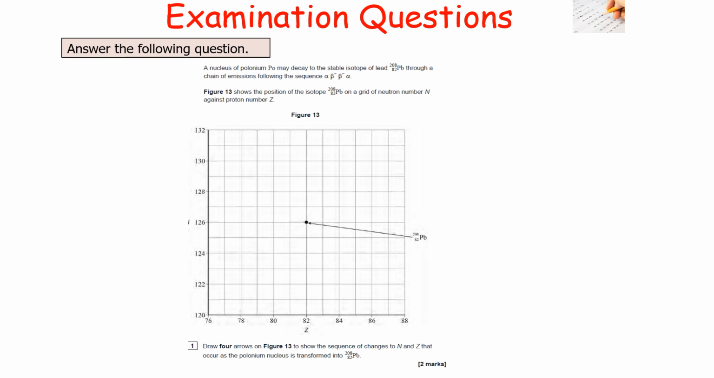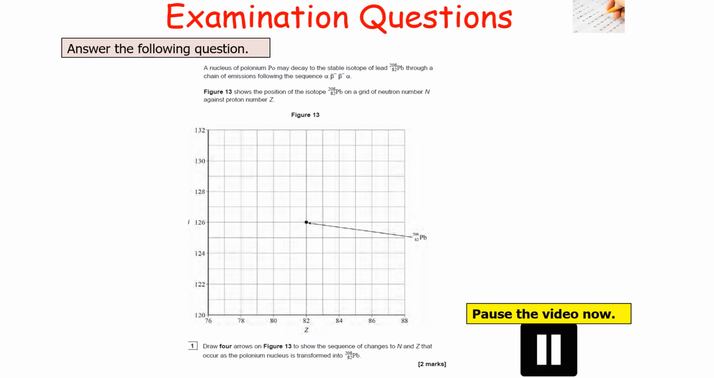The next question says, a nucleus of polonium Po may decay to the stable isotope of lead, 208 82 Pb, through a chain of emissions in the sequence alpha, beta minus, alpha. Figure 13 shows the position of the isotope 208 82 lead on a grid of neutron number N against proton number Z. Draw 4 arrows on figure 13 to show the sequence of changes to N and Z that occur as the polonium nucleus is transformed into 208 82 Pb. So pause the video now, then unpause the video when you want to go through your answer.